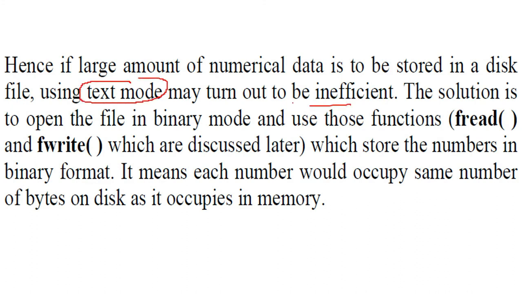What is the solution? The solution is, in the binary mode we use the functions called fread and fwrite. We'll talk about that, which actually stores the number not in text format but in binary format, which means each number would occupy the same number of bytes. That is, if they are integers, all will have 2 bytes, depending upon the compiler. Float, 4 bytes, likewise. Record input output.